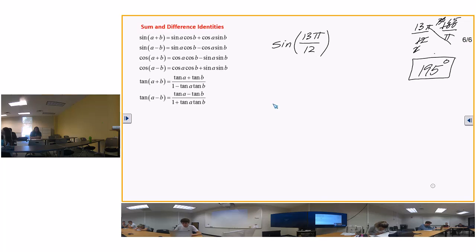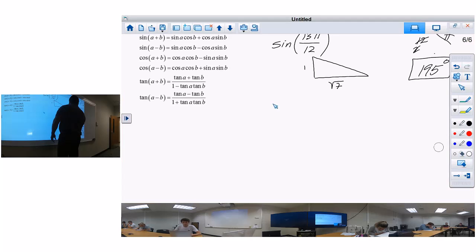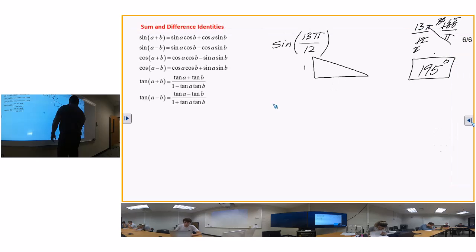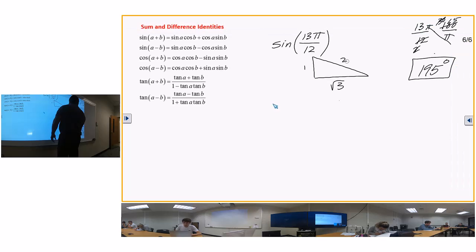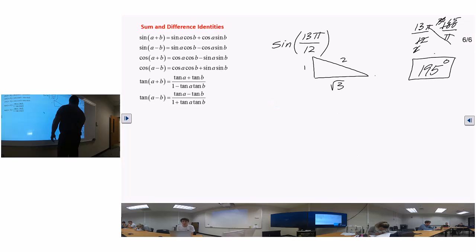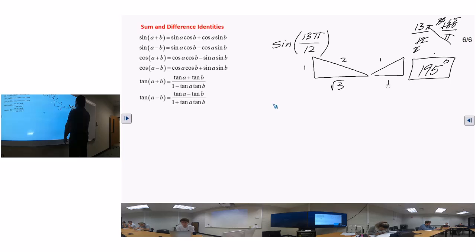Now, you can do that, or you can do all students take calculus. I really don't care which one you do. But here's the 30-degree angle. 1, square root of 3, 2. And then the 45-degree angle is what? 1, 1, square root of 2.